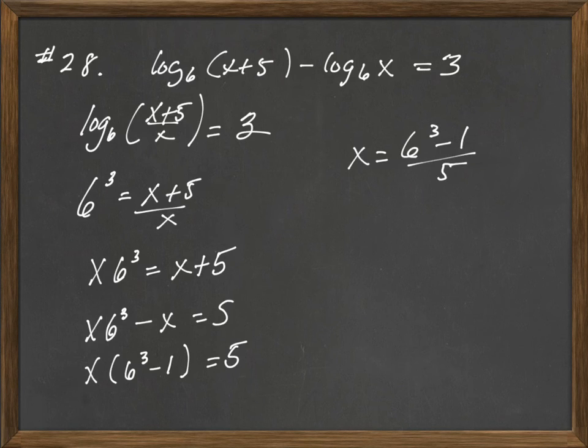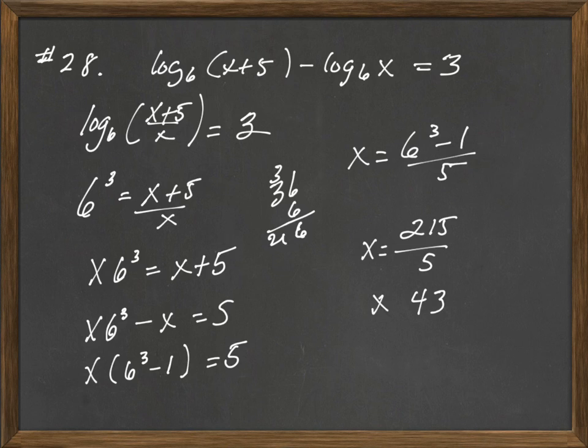Now we can't leave it like that. 36 times 6 would be 216. So this would be 215 over 5, and that's going to simplify, right? So 5 goes in that 43 times. So x is 43, but it was 1 over 43. Did I do something wrong?